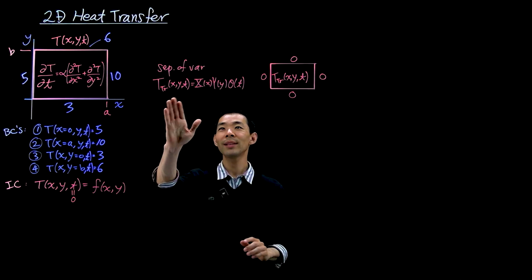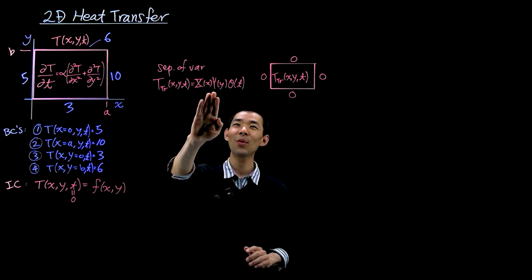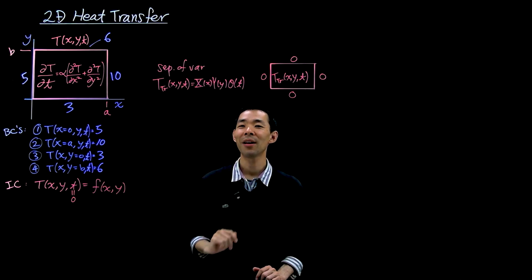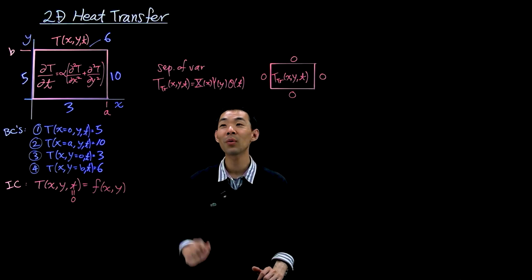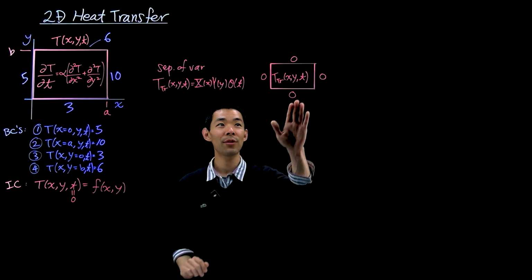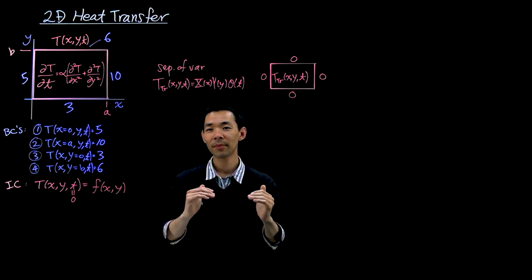So I've written the transient solution as a product of a function of x, a function of y, and a function of t. Capital X, capital Y, and theta. As before, we're going to plug this solution into our transient heat equation over here. And if you plug it into your PDE, this is what you're going to get.